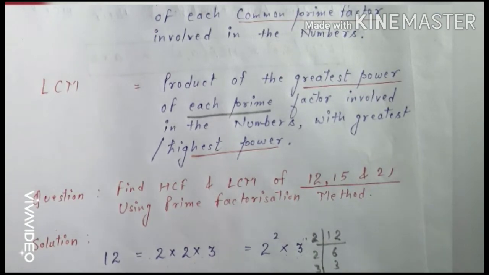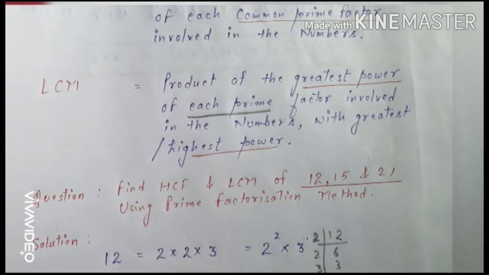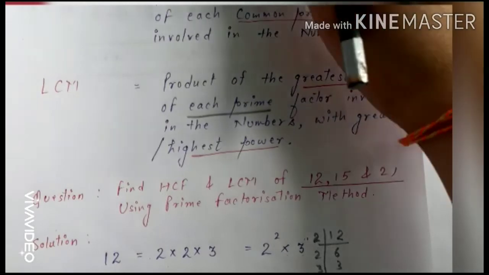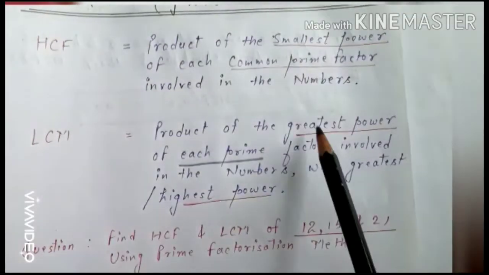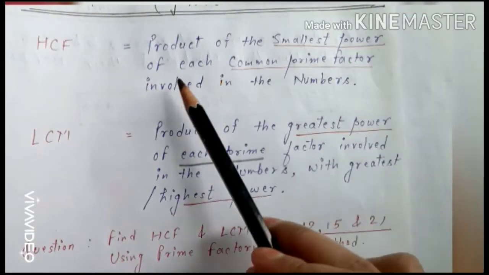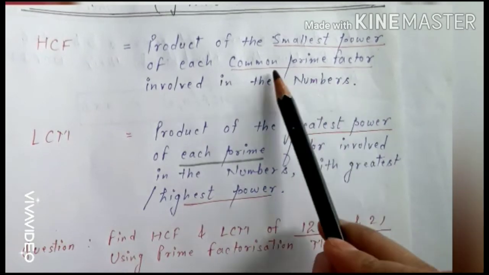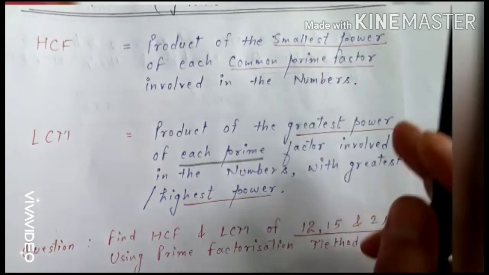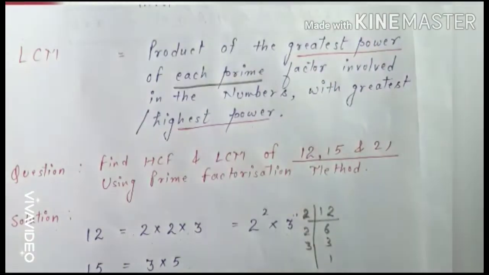When we factorize 21, we get 3 into 7. So what about the HCF? HCF is the smallest power of each common prime factor. Common prime factor and the smallest power. The first thing is that it should be common, and second is the smallest power.